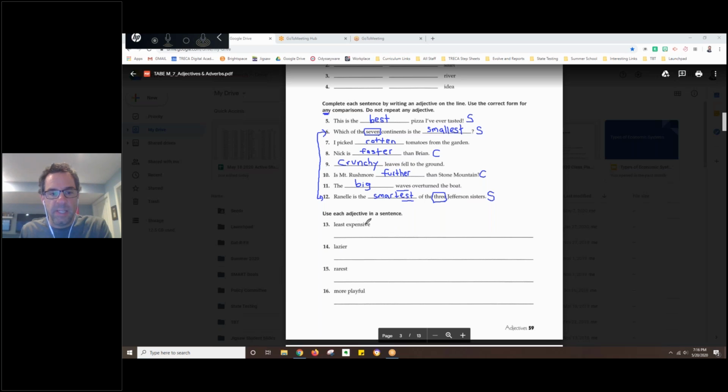13 through 16 is kind of on your own. Use each adjective in a sentence: least expensive, lazier, rarest, more playful. So I'm not going to go over those. There's such a variety of ways that you can do it. But maybe for number 13, which car is the least expensive, right? Or which computer is the least expensive? So it can be a very simple sentence like that.